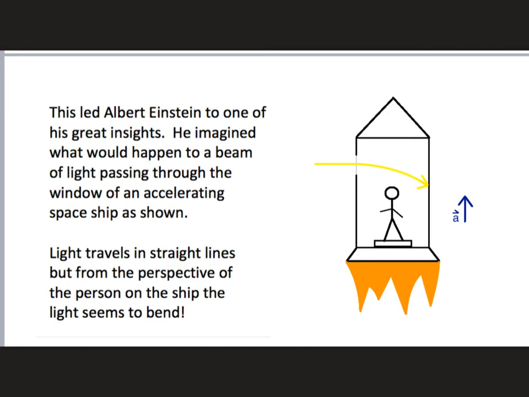Interestingly, this idea of a non-inertial frame of reference is one of the things that led Albert Einstein to one of his great insights. He pondered these questions and he imagined what would happen to a beam of light passing through the window of an accelerating spaceship. And so you can imagine the beam of light normally would go straight, but if the spaceship is accelerating upward, from inside the ship it would seem like the beam of light would curve downward. Now, light normally travels in straight lines, but in this accelerating frame of reference, it seems to curve.